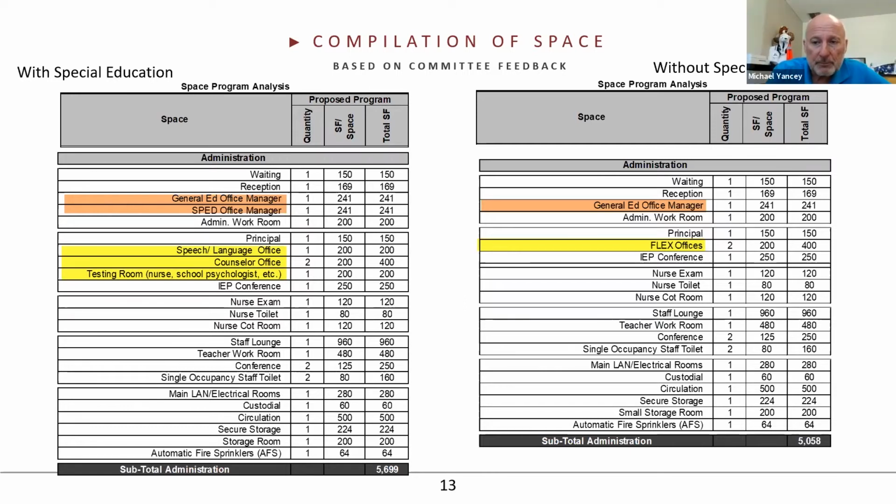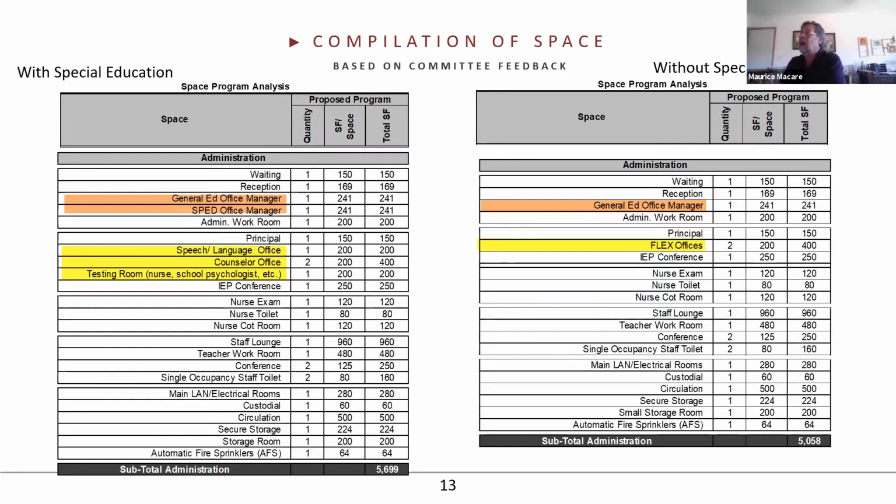Sorry, I'm going to pop in. The general ed and special ed office manager, does their space need to be separate from each other, or would they be in a combined space? Now, a combined space is fine. Okay. Yeah. All right.